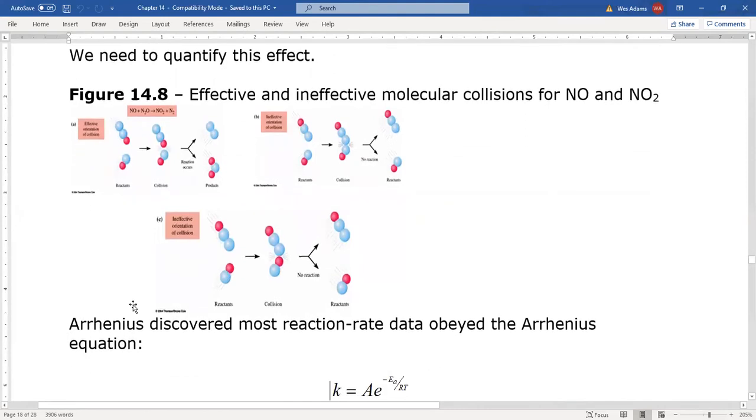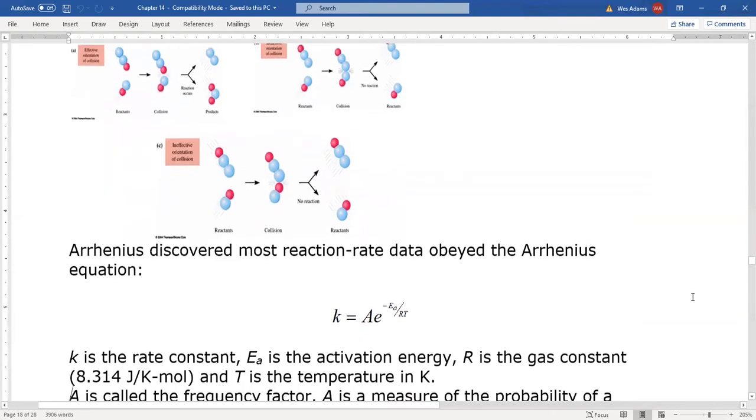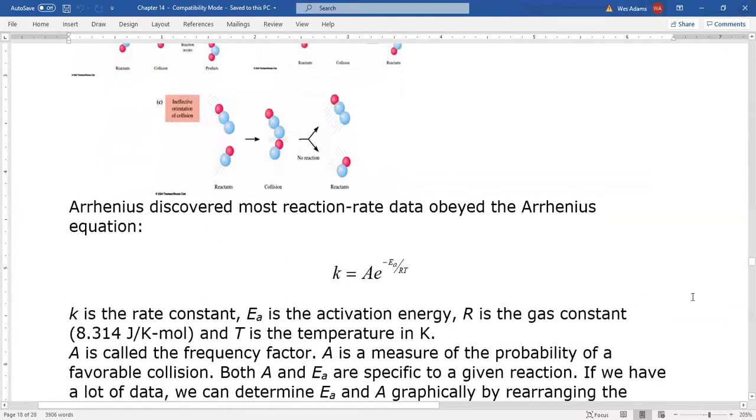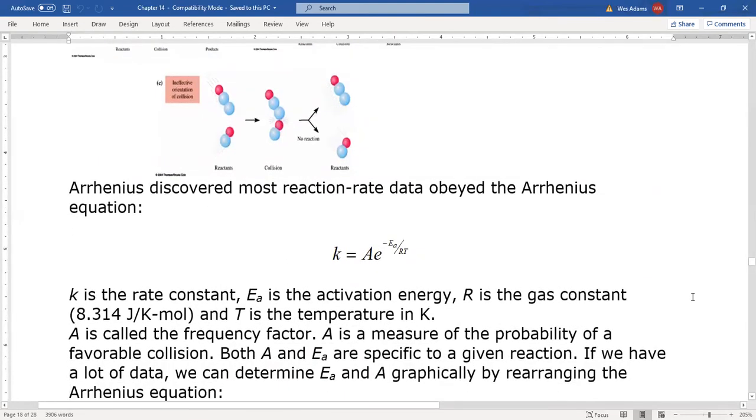So Arrhenius discovered that this process obeyed the equation. The rate constant is equal to A, which is the Arrhenius prefactor, measuring the probability that we will get a favorable collision, times e, which is the natural base like e to the x in your calculator, raised to the negative Ea, which is our activation energy, divided by RT, where R is the universal gas constant.